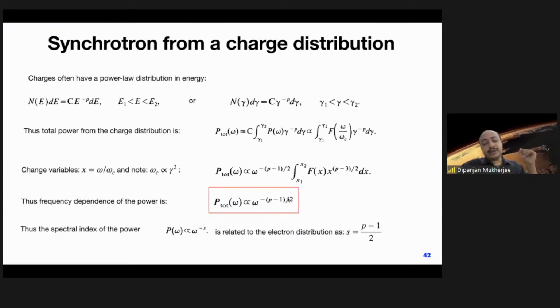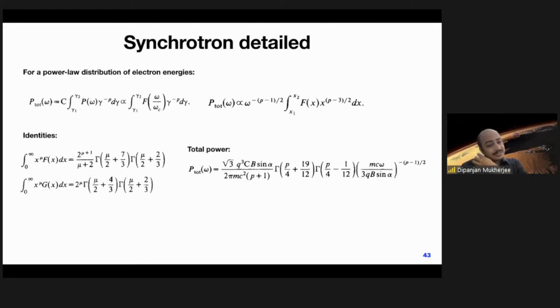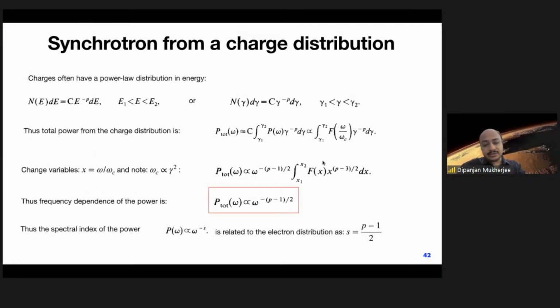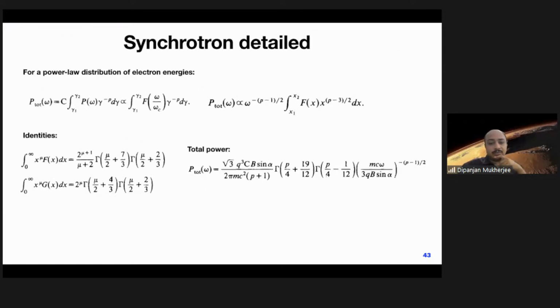You can map out what this (p minus 1) by 2 is, and from this you can infer the state of the electron energy distribution of that particular region. So if you get the spectrum of the synchrotron, you can immediately get the value of p, and you would then infer that the electrons at that particular location are distributed as a power law with an exponent of p, which I think is very remarkable, that you can infer the physical state of that particular region just by observing the synchrotron emission at different frequencies. And this is just analytical identities of how you can compute this particular integral over here. This is the full expression of power.